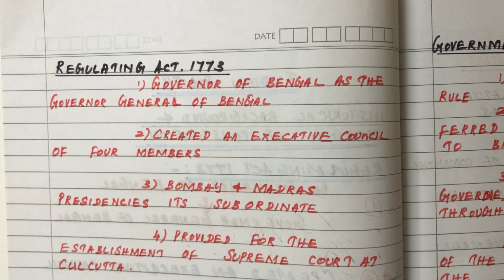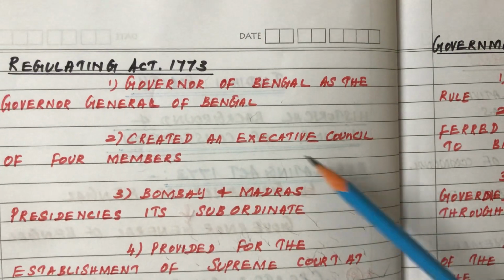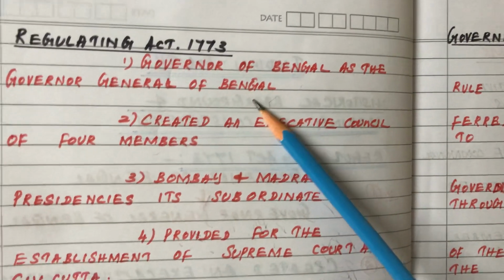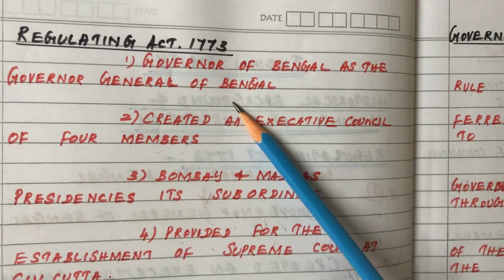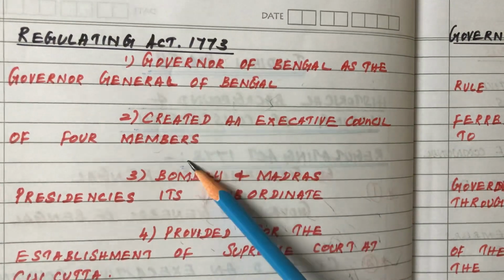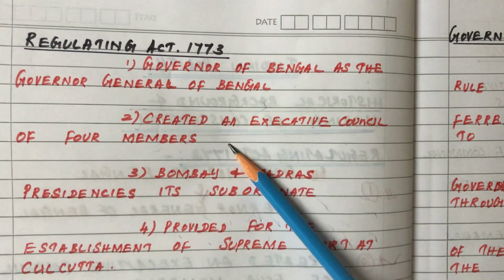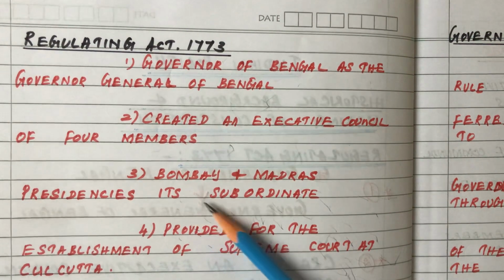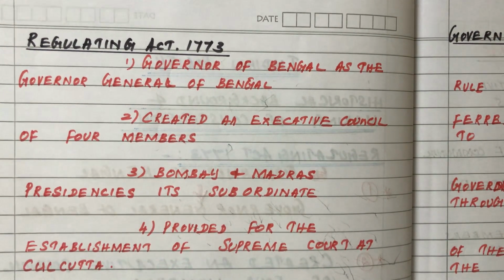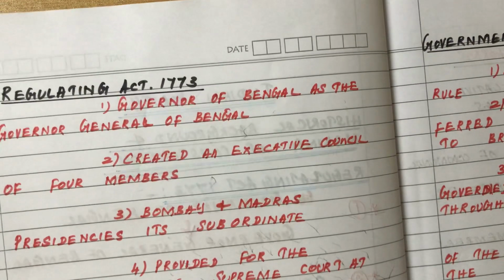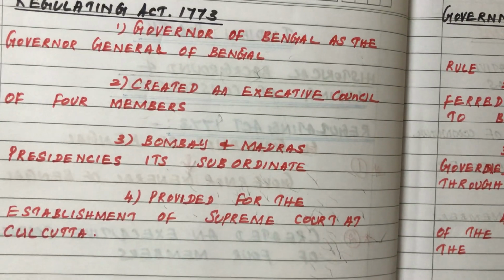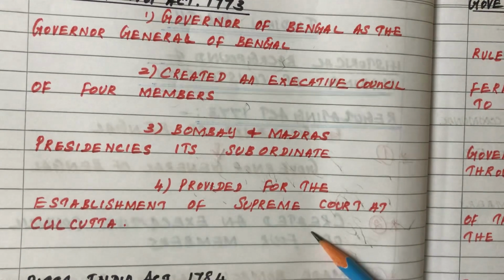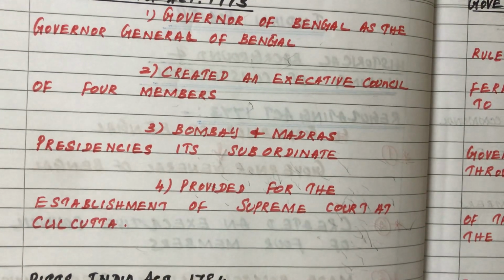Regulating Act 1773. According to the Regulating Act 1773, the Governor of Bengal became the Governor General of Bengal. It created an executive council of 4 members. Bombay and Madras presidencies were made subordinate. The Regulating Act 1773 also provided for the establishment of a Supreme Court at Calcutta.